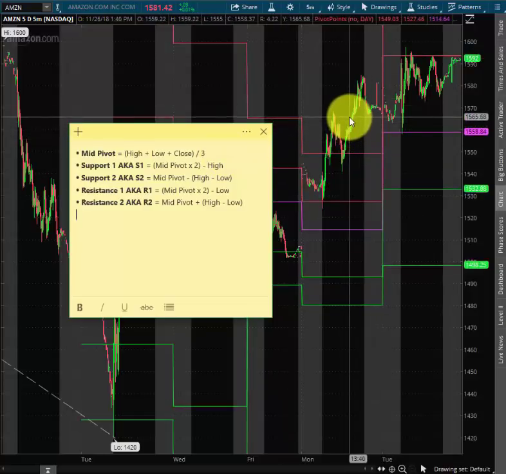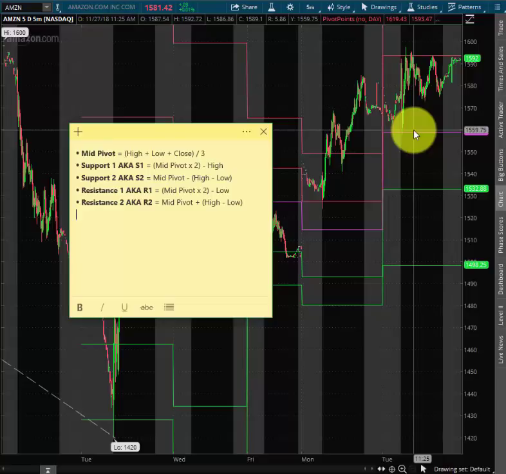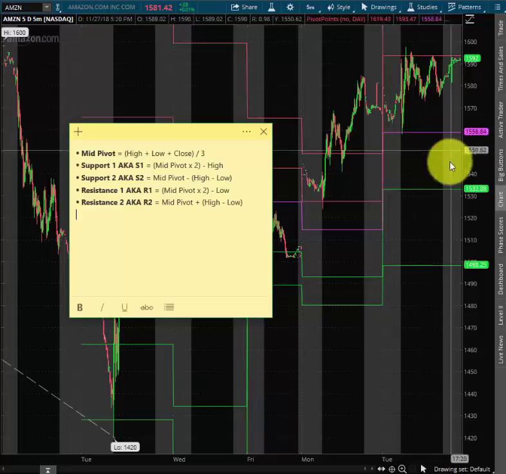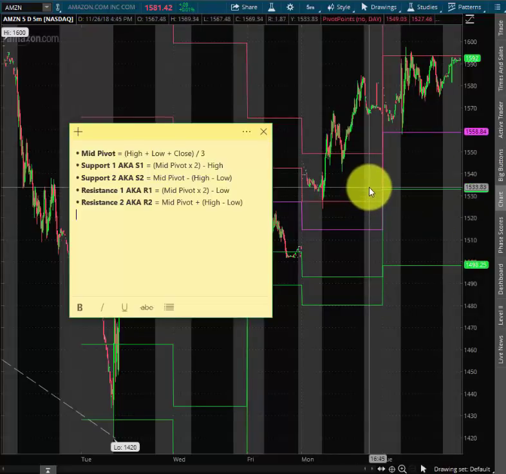So if you get a big day, right? Today, Amazon's range was kind of tight. Pivots are going to be tighter tomorrow. Okay, the prior day, yesterday, the range was pretty large. So high, low, close. We're going to get much larger and more distanced pivots today, giving us a lot more bang for our buck when we trade it.